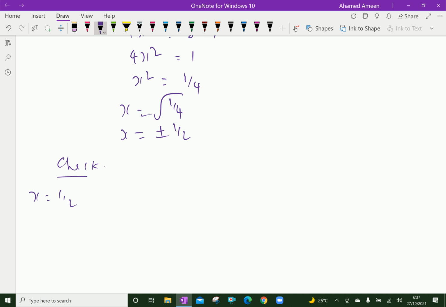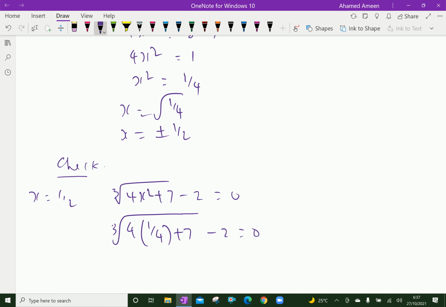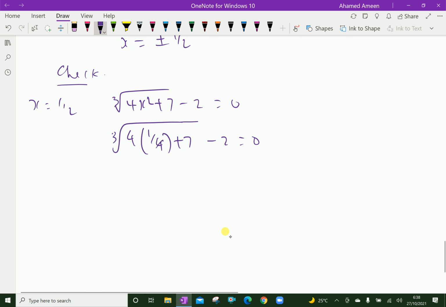x equal to positive half. So the equation is the cube root of 4x squared plus 7, minus 2, equals 0. Then the cube root of 4 times half squared, x is half, x squared is 1 by 4, plus 7, minus 2 equal to 0. Then here 4 cancels, the cube root of 1 plus 7 is 8, minus 2 equals 0. The cube root of 8 is 2, minus 2 equals 0. Therefore LHS equals RHS.